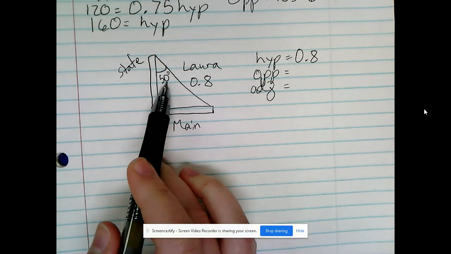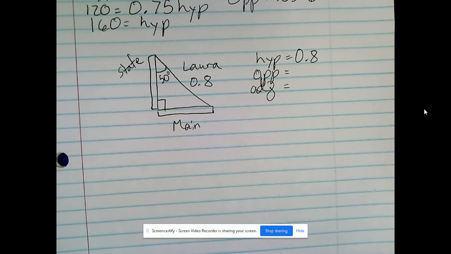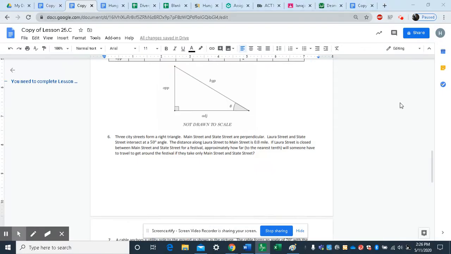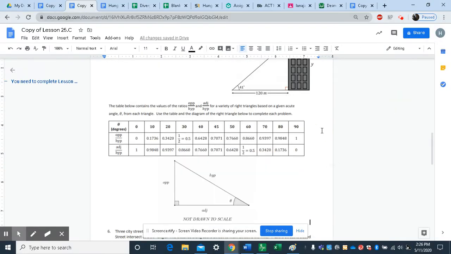So 50 degrees. We're going to come over to our table, locate the 50 degrees, and then locate the two numbers. So we know that our opposite over hypotenuse is going to equal 0.7660.